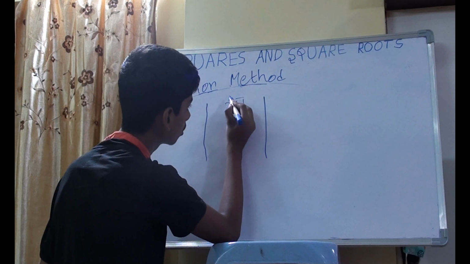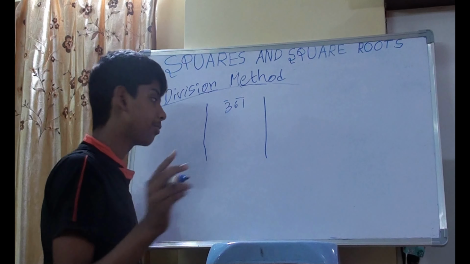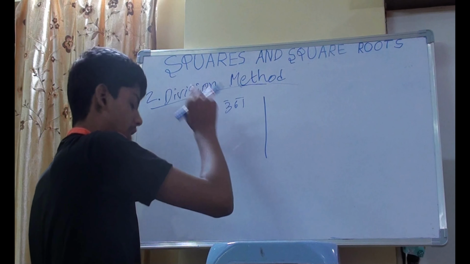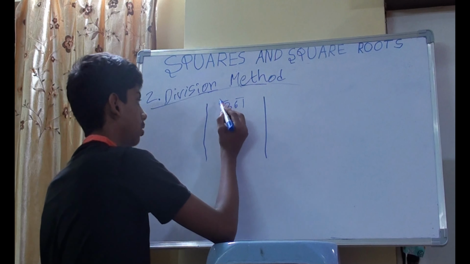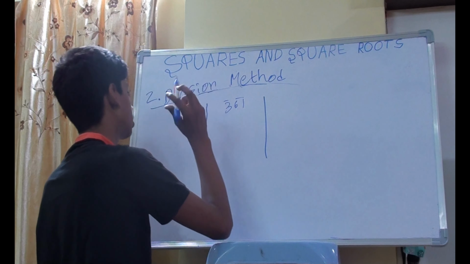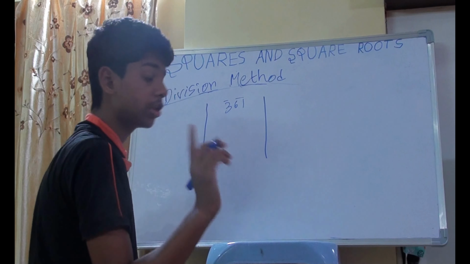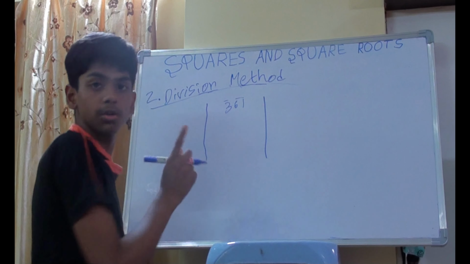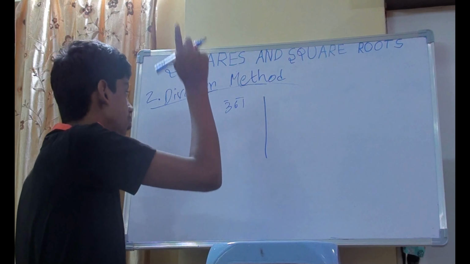So we kept a bar over the first digit. Now let's keep it under the second pair. Now we don't have any pair beside 3, so we leave it like that. We have a single number. So first we have to take the square of the closest one. It should be nearest to this and it should be smaller.